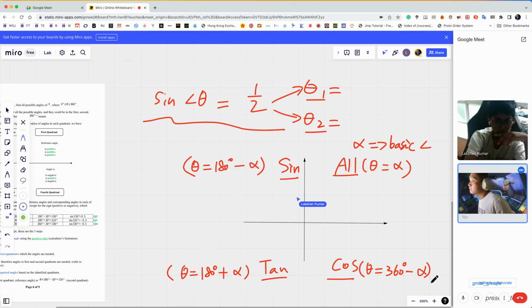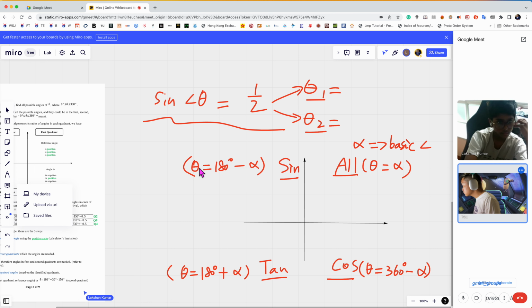It's just like distance is equal to speed times time. If you don't know that, then you can't solve distance-speed questions. So basically, this is something you need to note down and memorize.